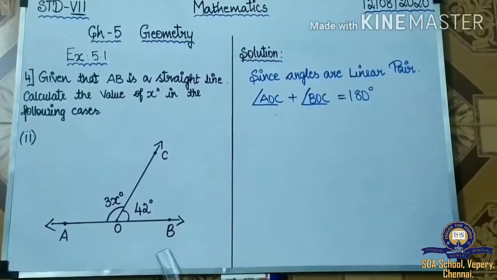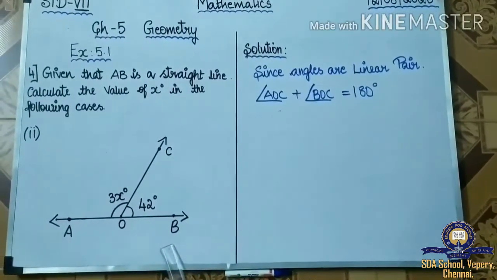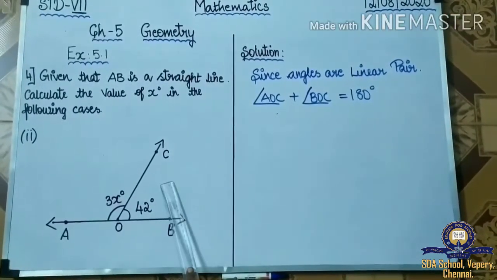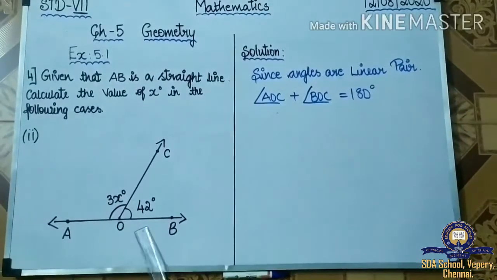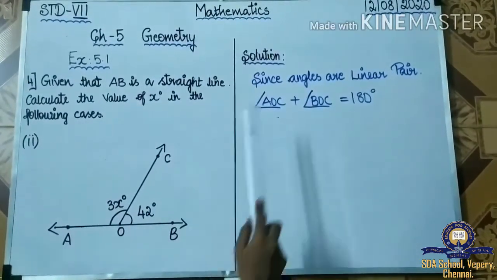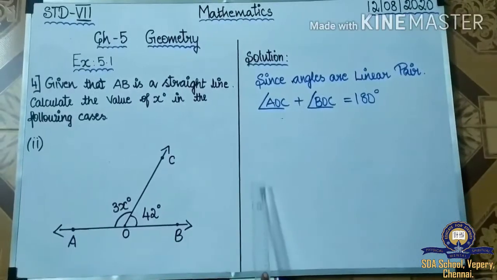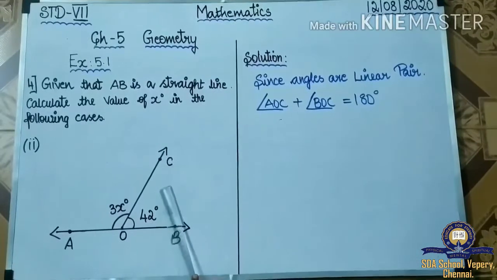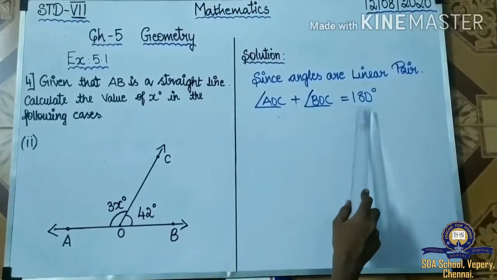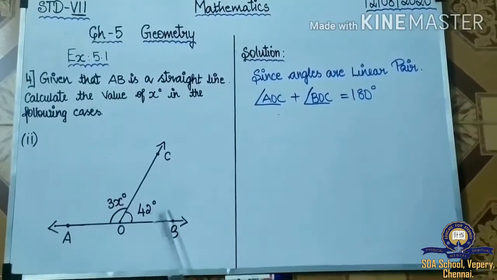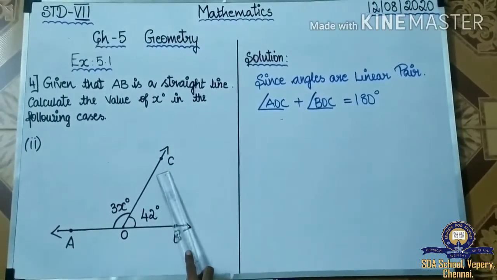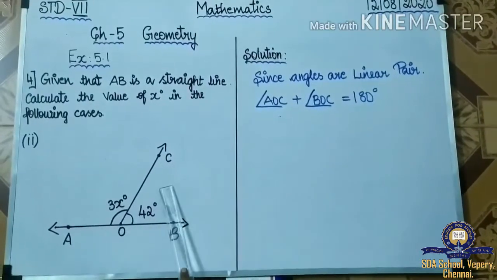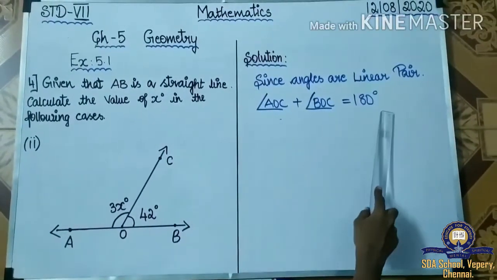See, this figure looks like a linear pair because this is a straight line. It has two adjacent angles, and supplementary angles are called a linear pair, right? So since the angles are a linear pair, in the definition itself I told the condition: we should add the two adjacent angles. The sum of the angles is 180 degrees. So here we see the adjacent angles. Angle AOC and the angle BOC are the adjacent angles. So we add the two angles equal to 180 degrees.